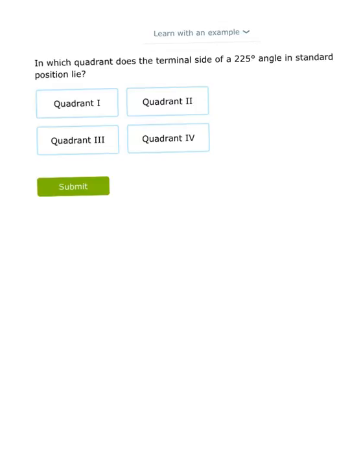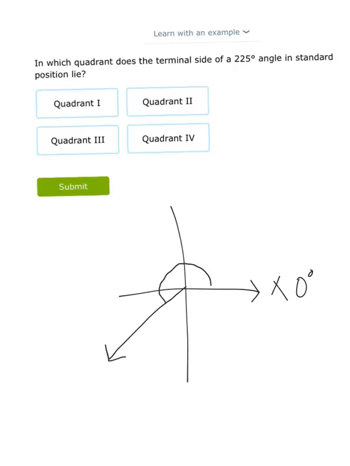The first question is, in which quadrant does the terminal side of a 225-degree angle in standard position lie? So if I draw my unit circle or a coordinate plane, here's my x-axis over here. I always start at 0 degrees, and then I need to go in a counterclockwise position. So I would start at 0, go up to 90, 180, and a little bit more. So this would result in a 225-degree angle. So it looks like it would be in quadrant 3.